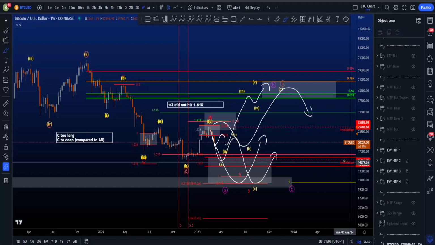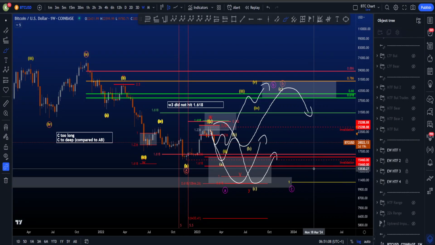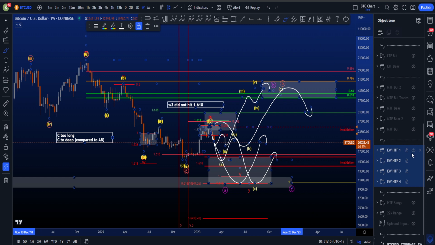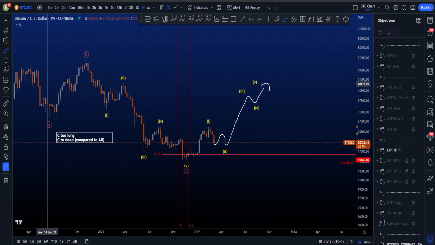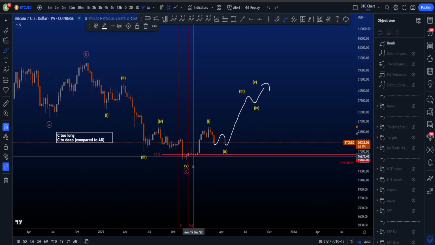Hi everyone, I'm going to show you the most likely and preferred scenario on the high time frame as well as a couple of alternatives. So the first scenario I'd like to show you is that this is an ABC, but I have three problems.